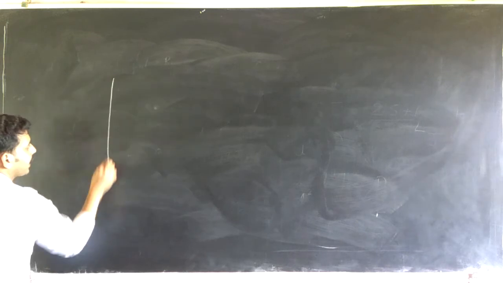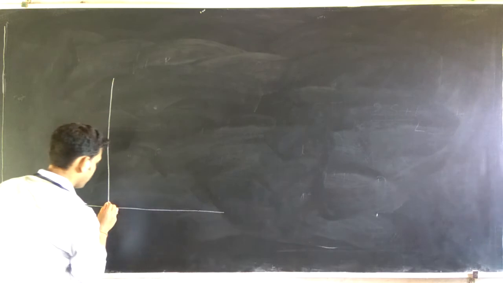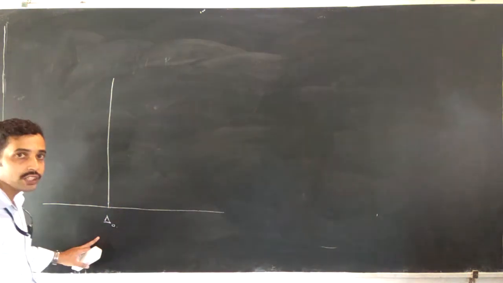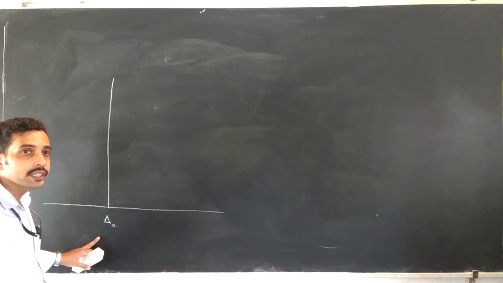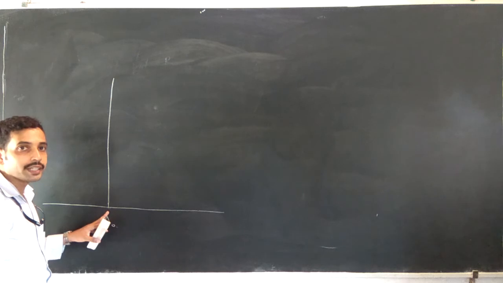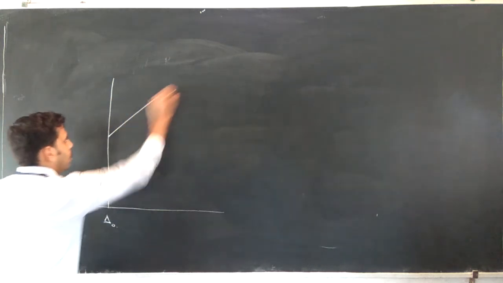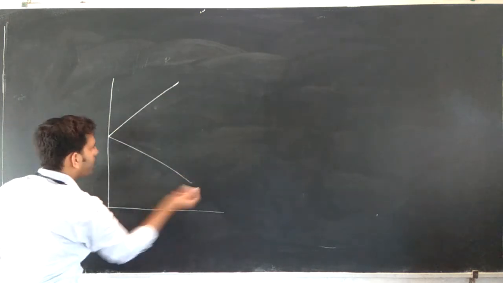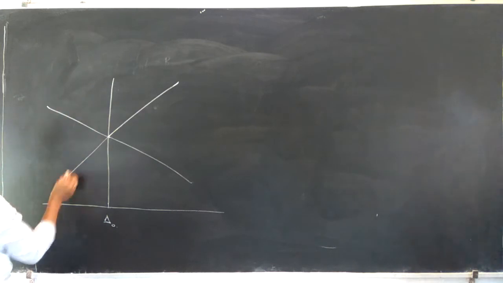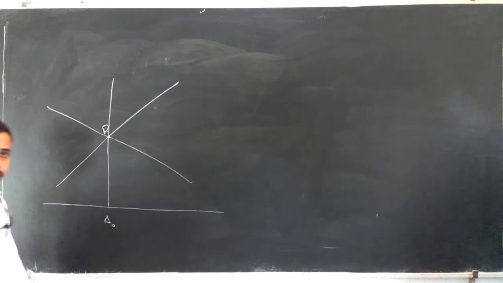From the vertical line, that is nothing but delta naught. Delta naught stands for crystal field splitting energy, or from the hypothetical d-zero energy state. The Orgel diagram. First, I will draw the Orgel diagram. That is the Orgel diagram.